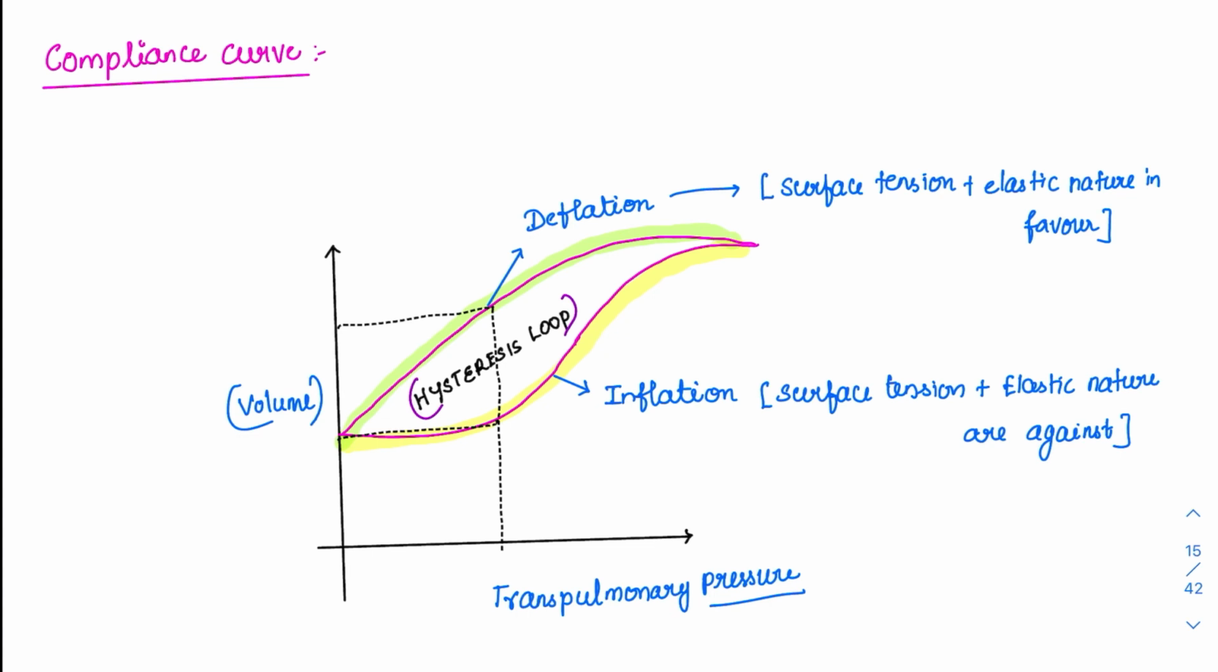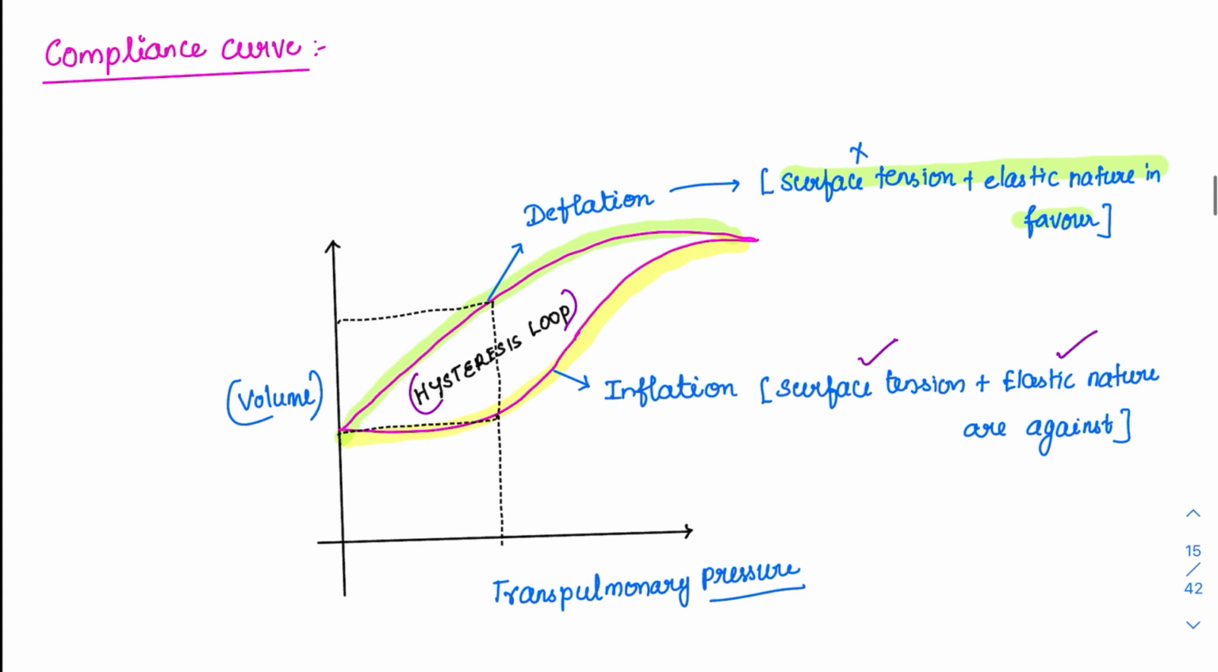So during inflation, what happens? The lung is trying to expand, and during that time, the surface tension wants to collapse the alveoli. And the elastic nature of the lung also wants to compress the alveoli. So both of these forces, we have to act against them. Now I have to inflate it against the surface tension and the elastic nature. During deflation, which is the expulsion of gases or collapse of the alveoli, both these forces are going to help us. Both the surface tension as well as the elastic nature help us.